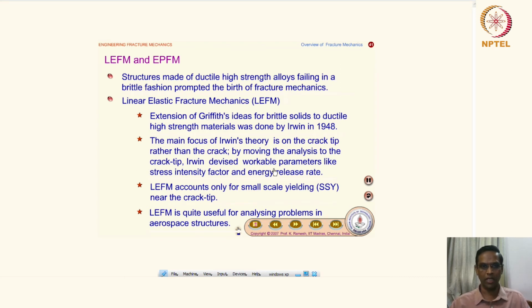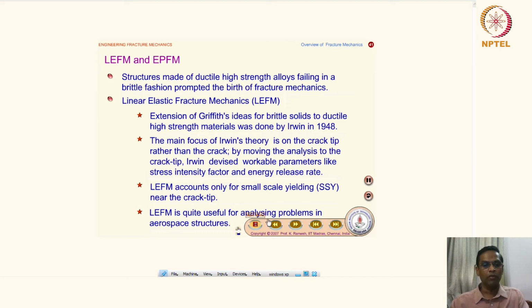Okay, the energy for the crack to grow. That description also we will follow now, which is all part of LEFM. LEFM accounts only for a small scale yielding near the crack tip. See, linear elastic fracture mechanics does not consider the plasticity. That is what it means, right? So it can only accommodate a small scale yielding which is close to the crack tip. It cannot handle major plastic or yielding phenomenon. Then you have to move on to elasto-plastic fracture mechanics.